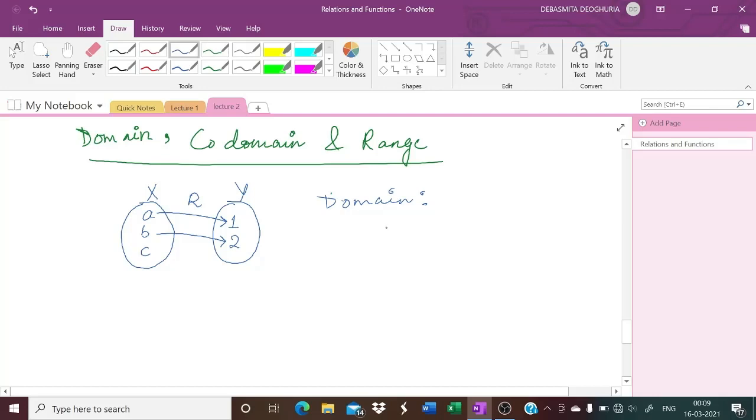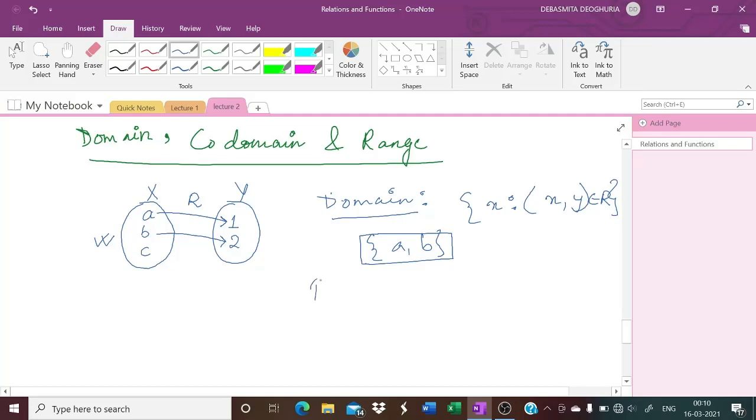Now you see how we define domain. Domain would be all the values of X which are related to some element in Y. So domain would be, let me write it like this: x such that (x, y) belongs to the relation R. Here your domain set would be A, B, not the entire set X. This should be kept in mind. The domain is only A, B, not A, B, C.